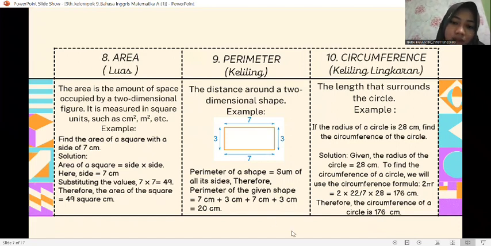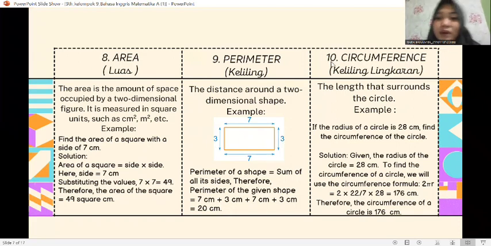Perimeter of a shape from the picture here equals the sum of all its sides. Therefore, the perimeter of the given shape equals 7 plus 3 plus 7 plus 3, so it equals 20 centimeters.